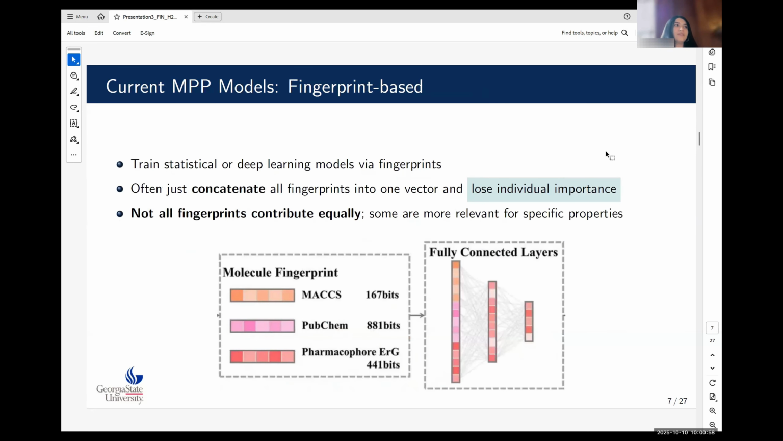The second type is the fingerprint-based type. These are simple models. They just take the fingerprint binary vectors, pass them to a classifier, statistical or deep learning model, and you just get the property. Now, this is simple, but it doesn't give you really meaningful information. Like we said, we have different fingerprint types, and here it's not captured. They just take them as a whole, combine them and pass them to a model, so it's not capturing any meaningful information.